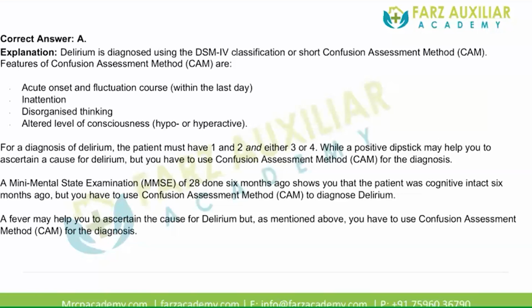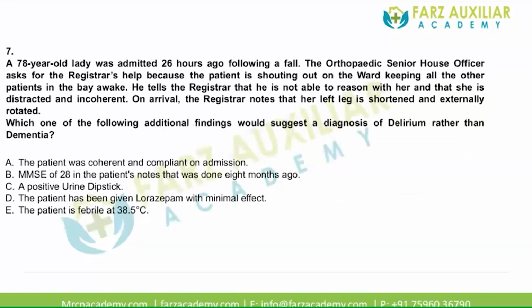the diagnosis of delirium is made by something called the confusion assessment method. And there are four criteria for it. You have to have an acute onset and a fluctuating course. So that has to happen within the last 24 hours. If you read the question again, the scenario clearly mentions that the patient was admitted around 26 hours ago.